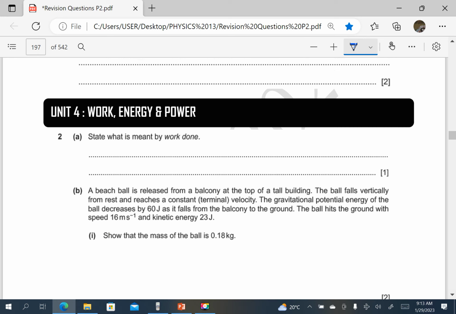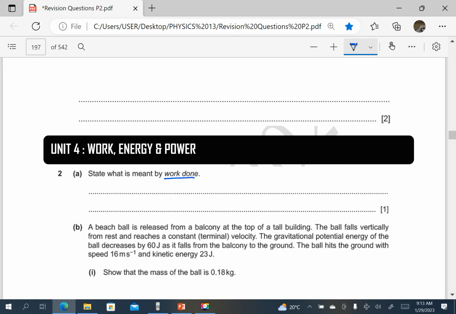State what is meant by work done. So we know that work done is the product of force and displacement in the direction of the force. Work is only done when a force causes an object to move in the same direction as the force. Therefore, we shall define work done as simply force times displacement in the direction of the force. So that's work done.